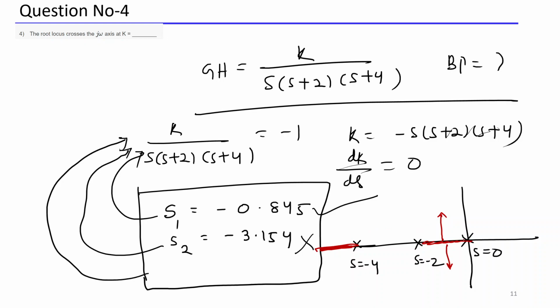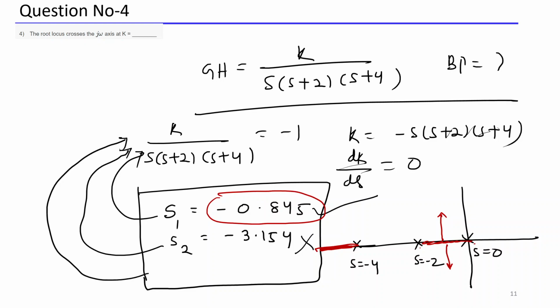So definitely there is only one breakaway point, and that is s equal to -0.854, which lies between s equal to 0 and s equal to -4. So -3.154: by looking at this diagram, you can say that as this portion does not lie in the root locus, definitely this -3.154 should not be a breakaway point. This is by inspection. No need to find out and put back into the k equation and tell the answer. You got my point?